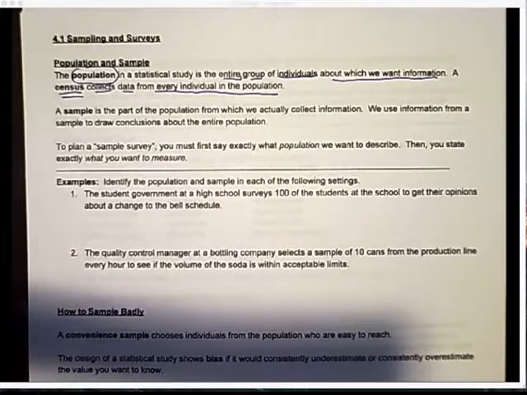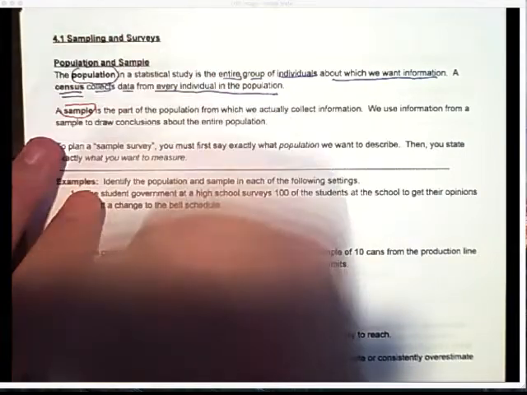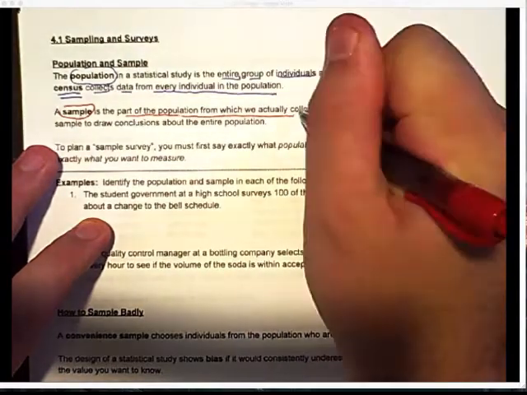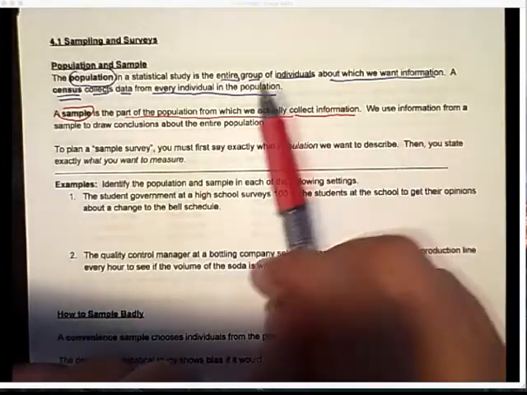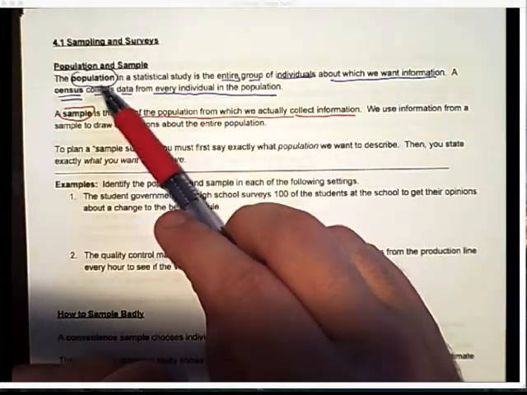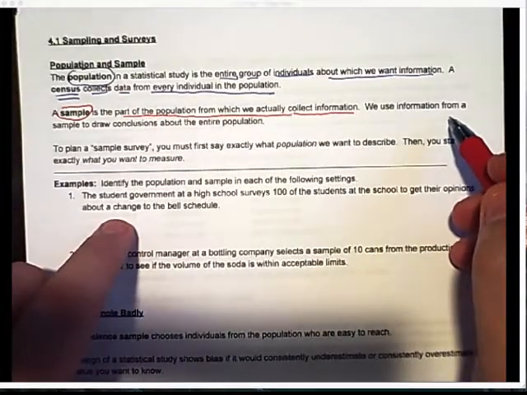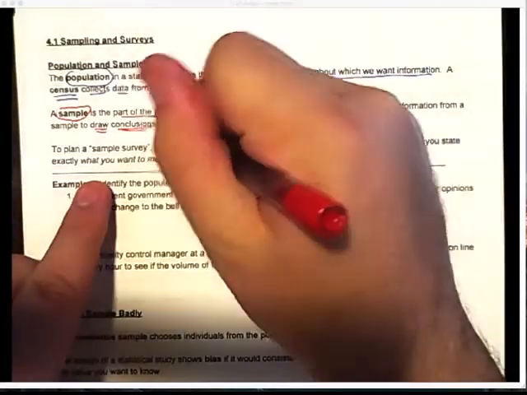So instead of getting information about everybody, sometimes it's a lot more effective just to take a sample. Okay, so a sample is the part of the population from which we actually collect information. So let's say we take a sample of 100 people, 100 adults. Well then those 100 adults, that sample can give us information about the population really. Okay, so it says we use information from a sample to draw conclusions. Okay, so we take those 100 people, and we make conclusions about everybody from those 100 people.